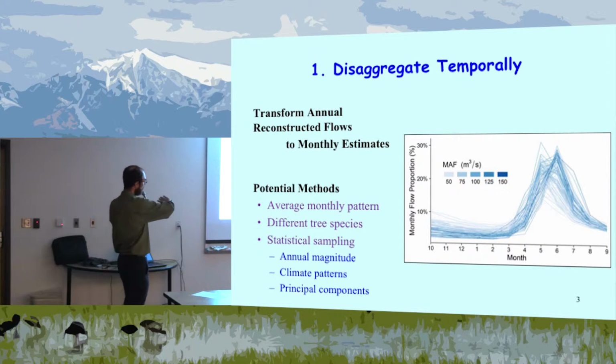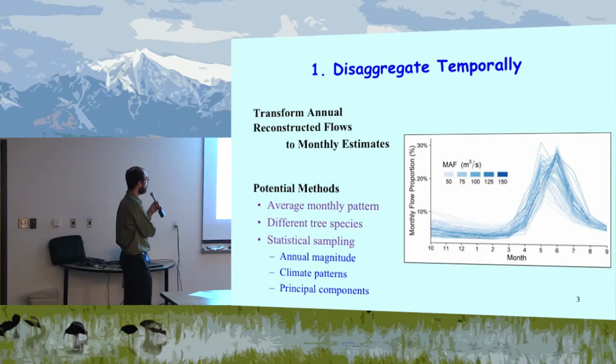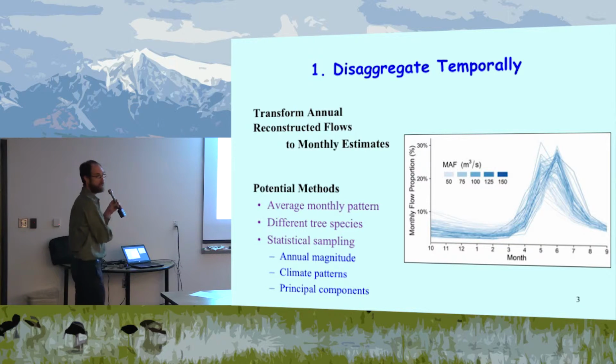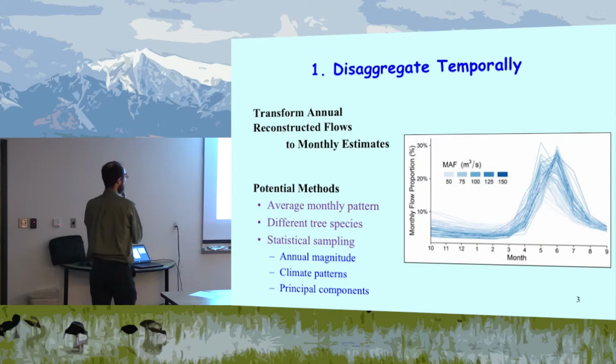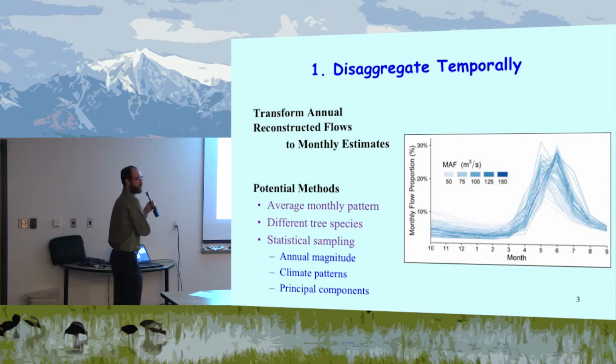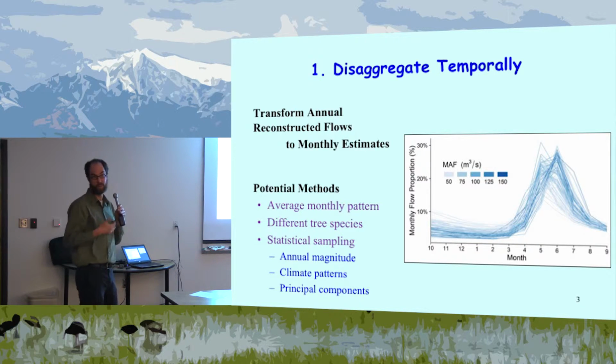We have month on the x-axis and the proportion of total flow on the y-axis, and the color ranging from light blue to dark blue represents the mean annual flow for the particular year. That timing of the peak changes based on the type of the mean annual flow. We also have to disaggregate temporally because our users are not using water the same amounts throughout the year.